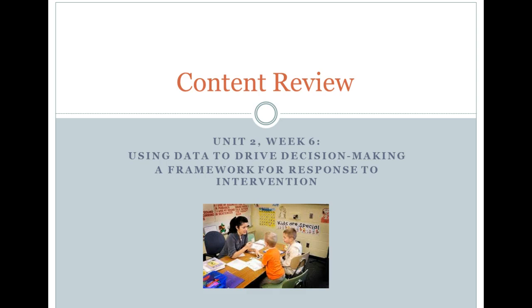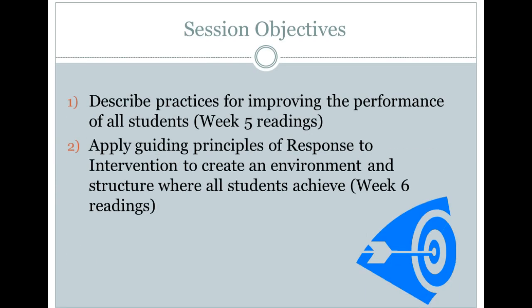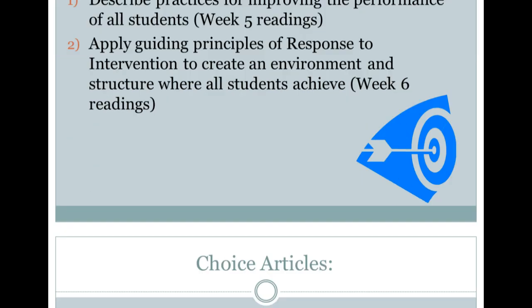So we are finishing up our discussion of using data to drive decision making with the articles from week 5, and then moving into talking about RTI, response to intervention. So we have two objectives this week. The first is continuation of last week, which is to describe the practices for improving the performance of all students. So based on the week 5 readings, thinking about our outlier students and how are we increasing their reading performance. And then second, to apply guiding principles of the response to intervention framework to create an environment and structure where all students achieve. So that's the lead into the week 6 readings.